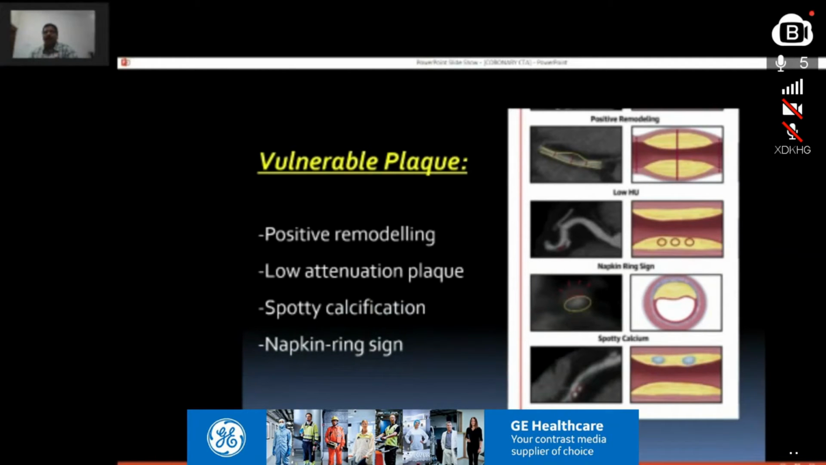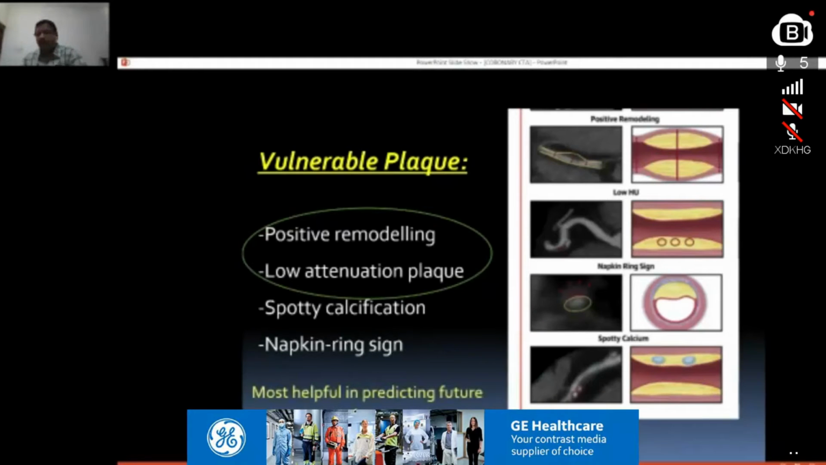for a catheter angiogram. Now, coming on to another subset of findings which has been seen recently and commented on a lot on CT images, is vulnerable plaque. What is a vulnerable plaque? Four categories of plaques have been classified as vulnerable plaque: plaques which have positive remodeling, which show low attenuation, which have spotty calcification, and which show a napkin ring sign. The two that show positive remodeling of the vessel or low attenuation are most helpful in predicting future coronary events. Now let us see some examples.